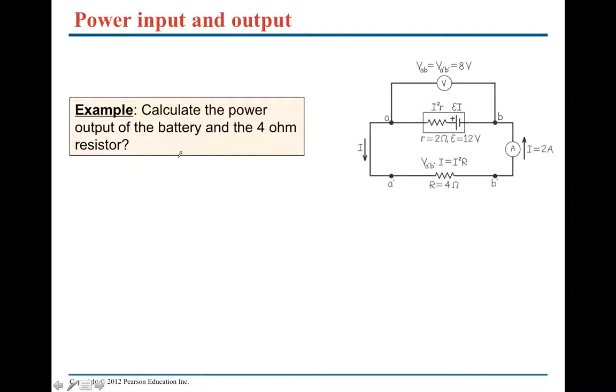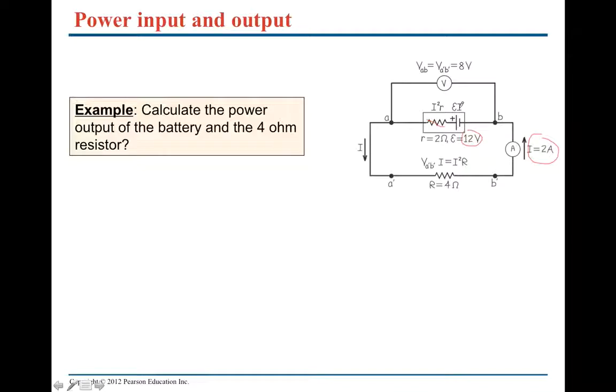Now we wanted to calculate the power output of this battery and the 4 ohm resistor. The battery is comprised of the voltage source, or the EMF source, and a small internal resistor r. Now if you look here, you have the volt, right? And the current, by the way, is equal to 2 amps, and we said that the current in a closed loop is constant. So in a closed loop, the current will be 2 here, 2 here, 2 everywhere.